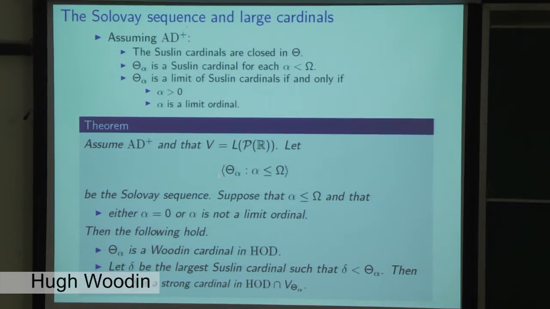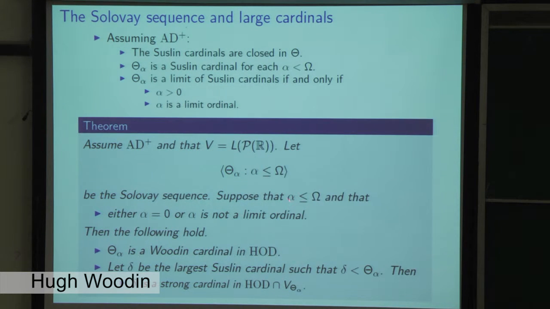So this is the Solovay sequence, and now let's fix some index and make alpha either 0 or not a limit ordinal. Then theta alpha is a Woodin cardinal in Hod. Let delta be the largest Suslin cardinal below theta alpha. That exists because theta alpha can't be a limit of Suslin cardinals. Then it's a strong cardinal in Hod cut to theta alpha. So the successor points of the Solovay sequence are Woodin in Hod.